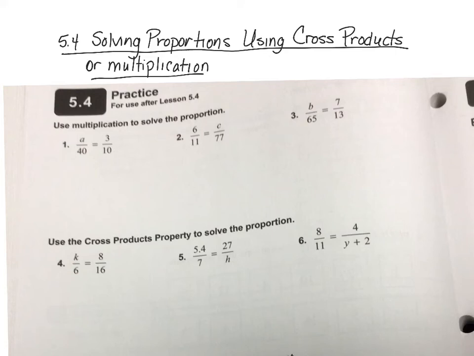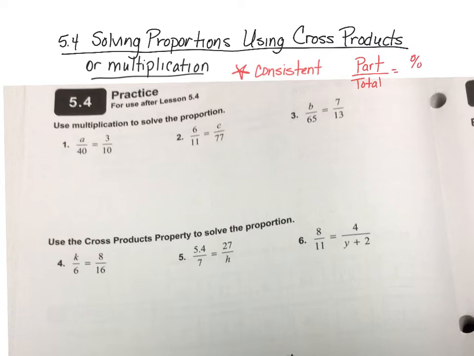Right, guys, we are talking about 5.4 today, which is solving proportions using cross products or multiplication. And as you know, we've already done a lot of this before. Remember, the key word on setting up proportions, if they're not set up for you, is to be consistent. And remember the proportions: part over total equals percent over 100. We will be using that a lot, okay?